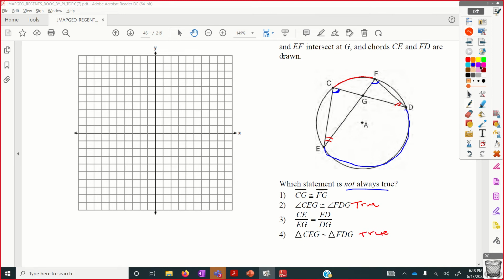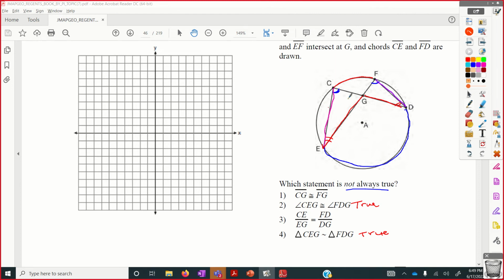And when we look at the ratio of the sides, we have CE, which is this side, over ED, let's go red, over this side. And then we have FD, this side right there. Now that side of course corresponds to CE. And the other one is DG, which is this side, and these two sides are corresponding.